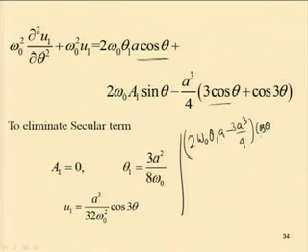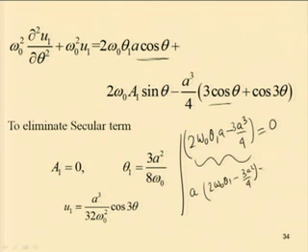Now, to eliminate the secular term, we have to substitute this part equal to 0. So, by taking a common, we can write a into 2 omega 0 theta 1 minus 3 a square by 4 equal to 0, so either a equal to 0, where a equal to 0 corresponds to the trivial solution.